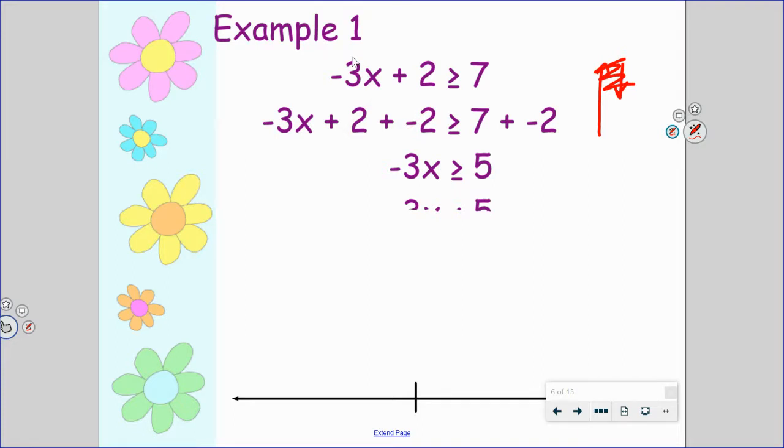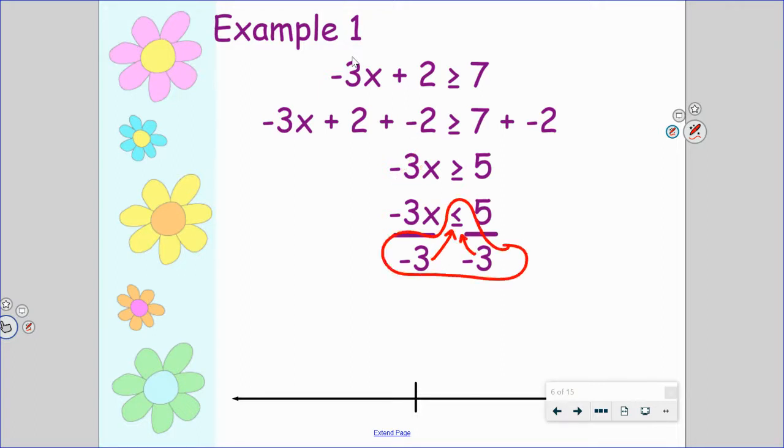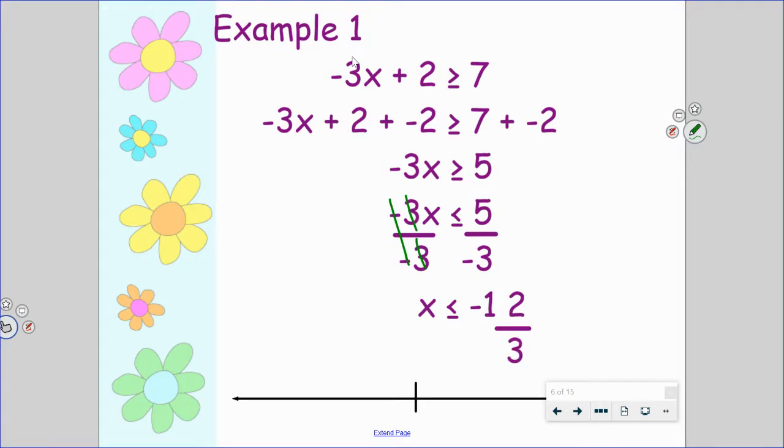Now let's get rid of that negative 3. The inverse of multiplying is to divide by it. As soon as you divide by a negative, that changes the inequality sign. Anytime you multiply or divide by negatives, it reverses the inequality symbol. In the meantime, negative 3 over negative 3 cancels out. What does that leave us with? An x less than or equal to negative 5/3, and I think it would be more appropriate to write that as a mixed number, where any number x works as long as that number is less than or equal to negative 1 and 2/3.